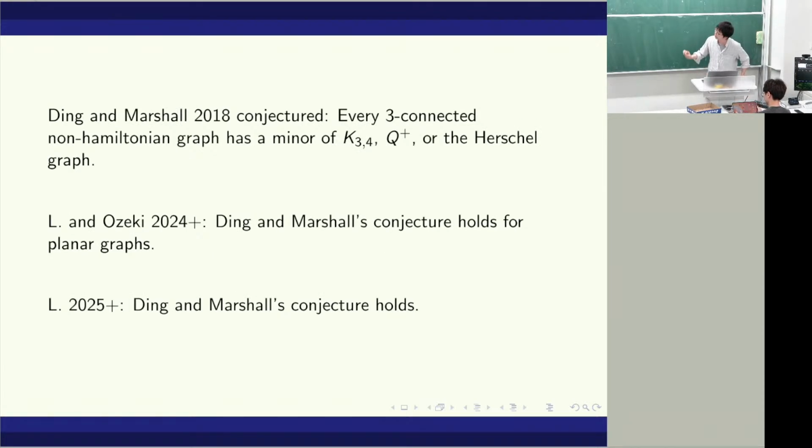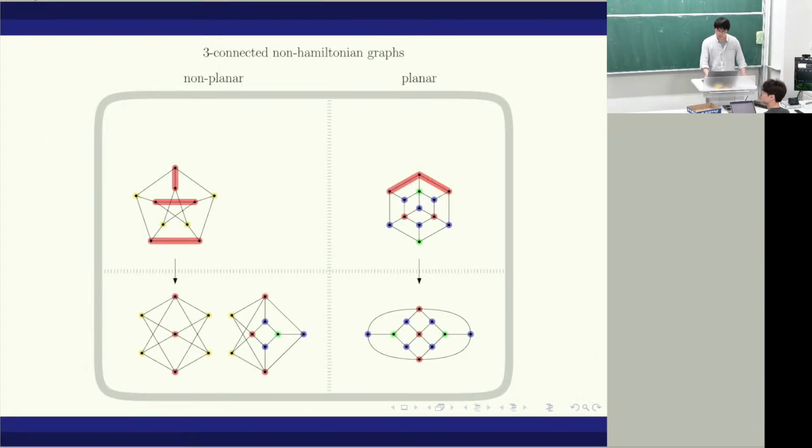Afterwards, I continued to study the conjecture, and I proved that it holds in general. Let's repeat the statement: every 3-connected non-Hamiltonian graph has a minor of K34, Q plus, or the Herschel graph. So here is the picture about the question. In this class of 3-connected non-Hamiltonian graphs, the minor-minimals consist of exactly these 3 graphs.